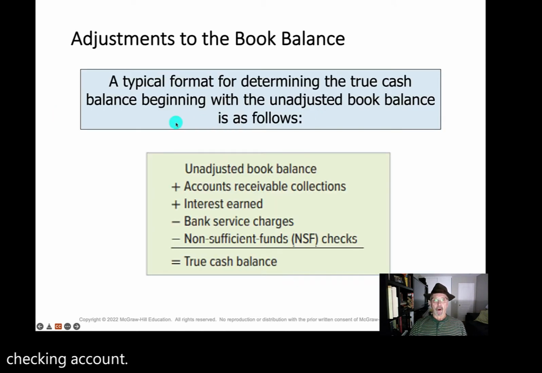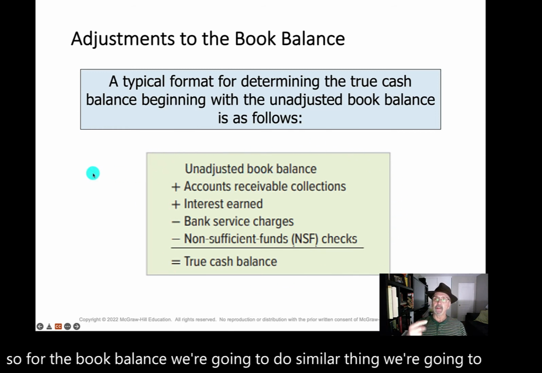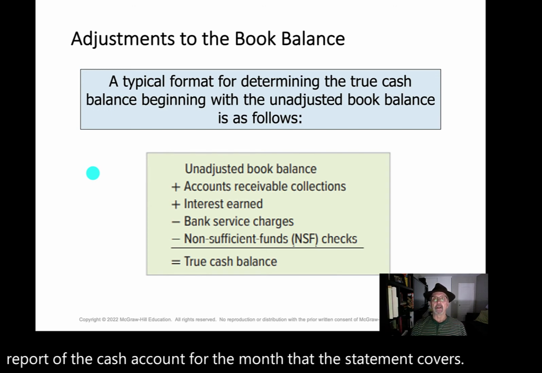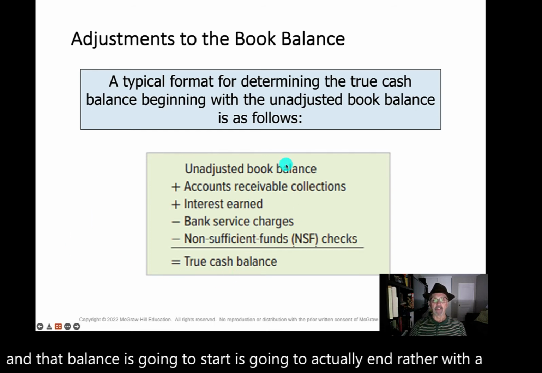So for the book balance, we're going to do a similar thing. We're going to start with the unadjusted book balance, which means you're going to run a report of the cash account for the month that the statement covers. And that balance is going to actually end rather with a cash balance.